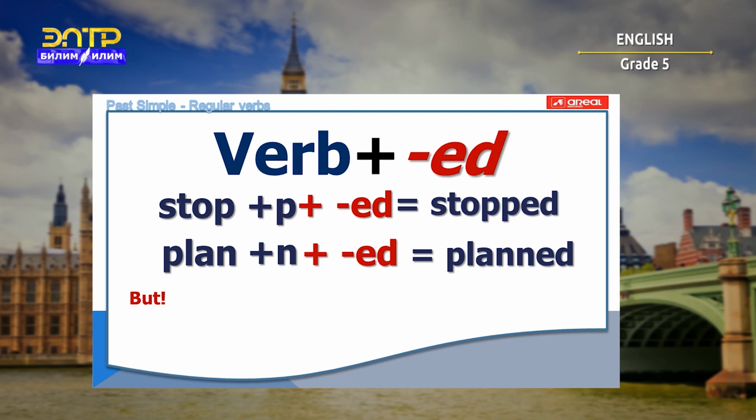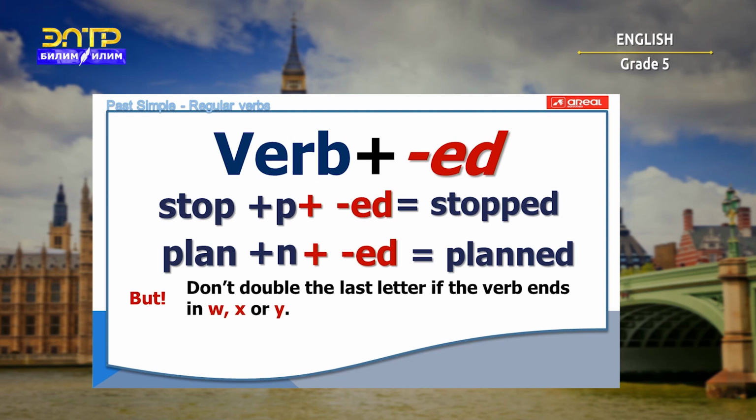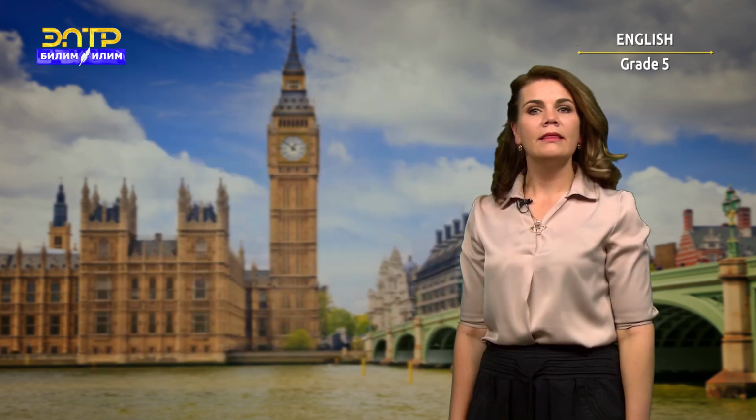However, do not double the last letter if the verb ends in w, x, or y. For example, play, played, mix, mixed. So these are some of the basic ways in which you need to make spelling changes in the past. Let's practice past form of the verbs.